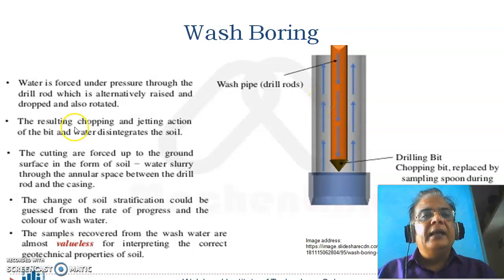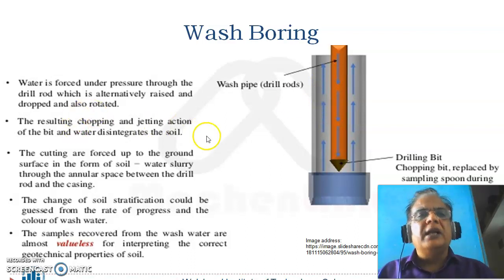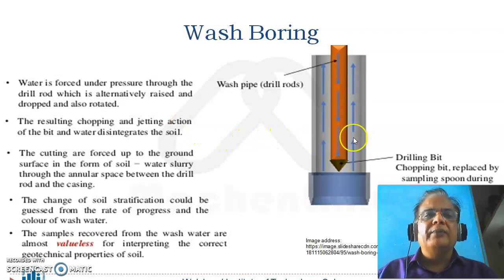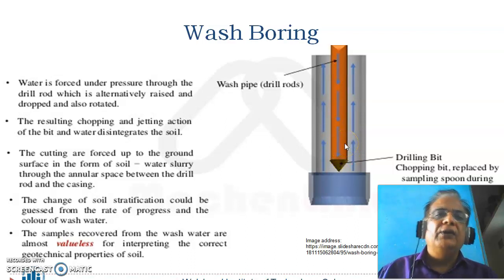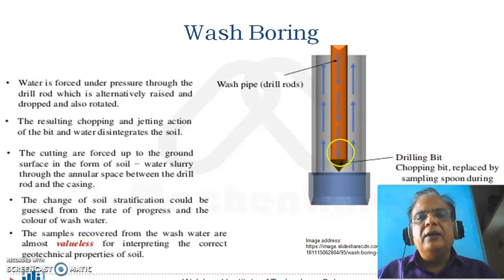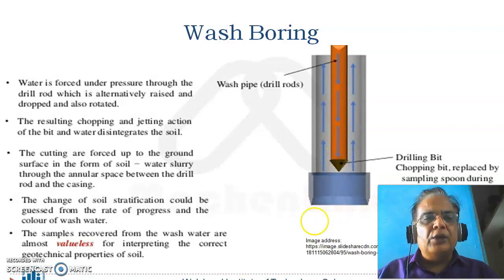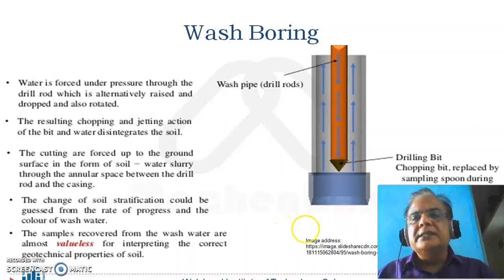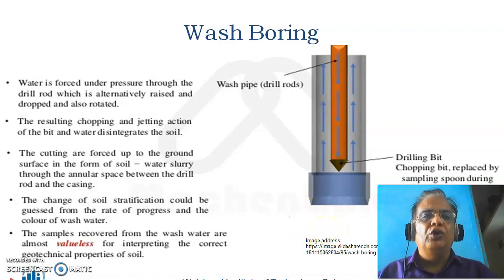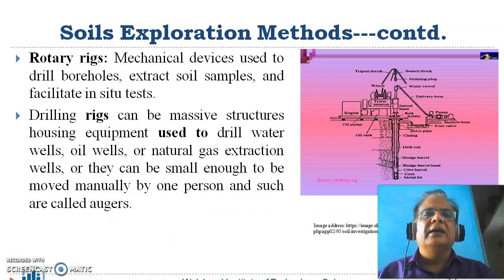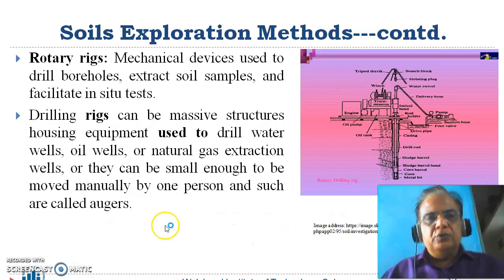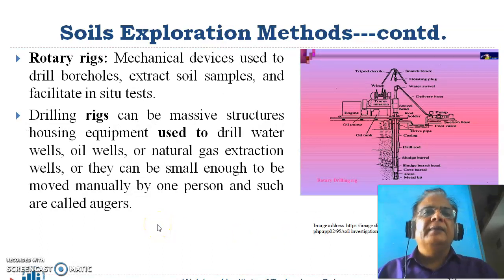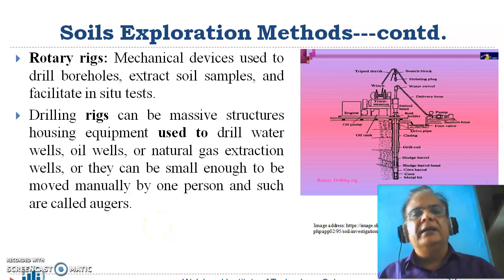Okay. Then this water is forced under pressure, remember, through the drill rod, which is alternatively raised and dropped and also rotated, and disintegration of soil makes simple the advancement of this bit, and you get a borehole, right? So this is a direct method of getting a soil pit, right?